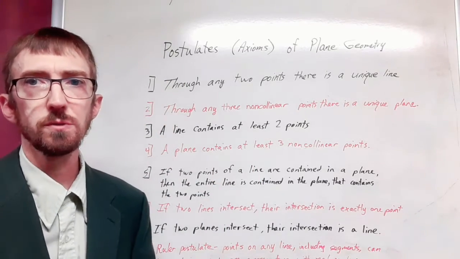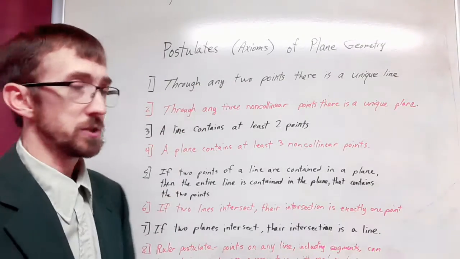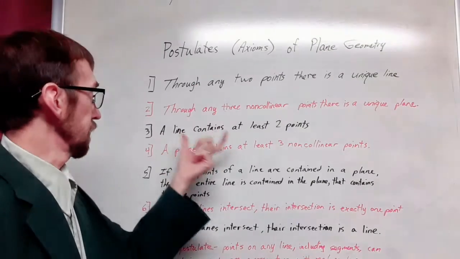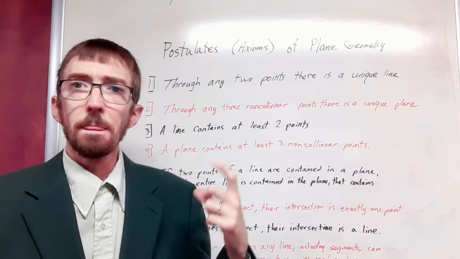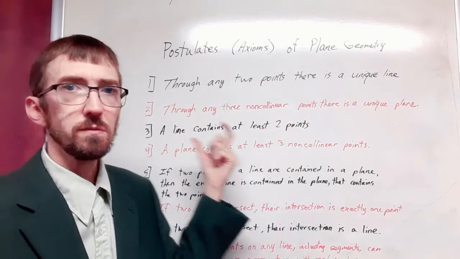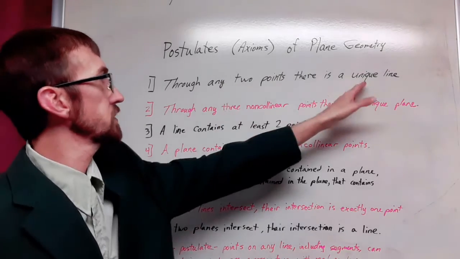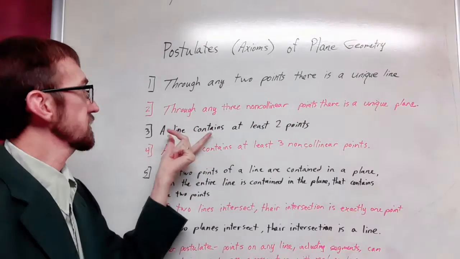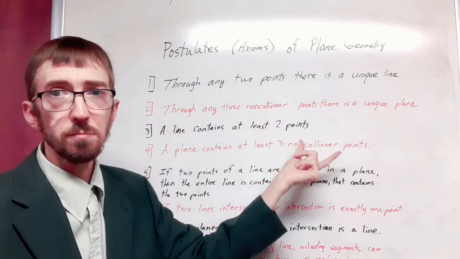This third postulate we're going to look at may sound very much like the first postulate, but there's a slight difference. The third one says a line contains at least 2 points. This is a little different from the first one. The first one starts with 2 points and then a line. This one says that a line contains at least 2 points. So you start with the line and you move to look at the points.